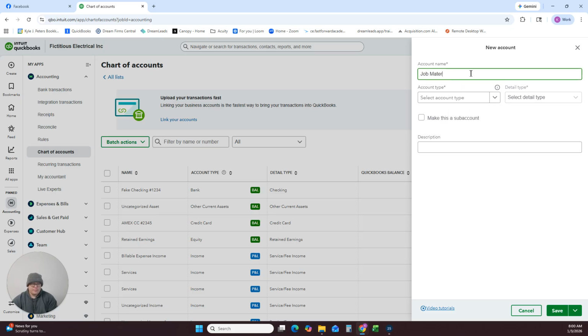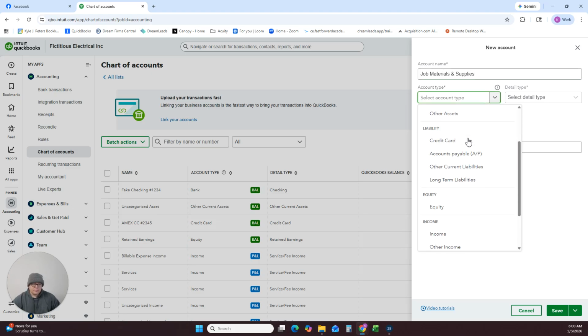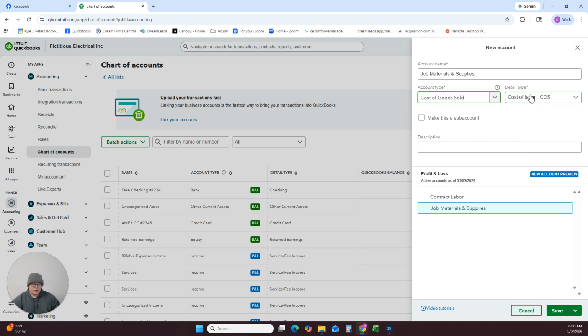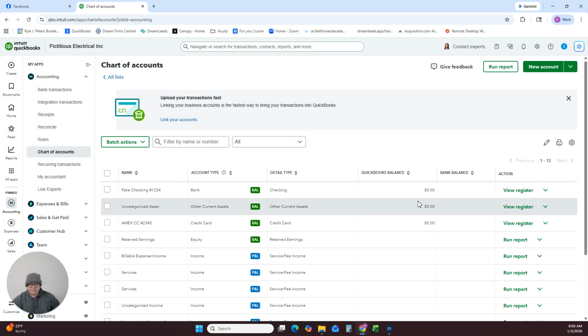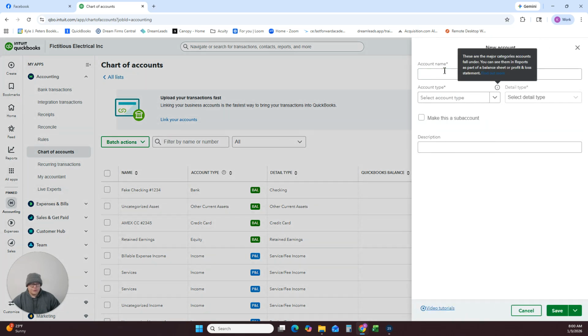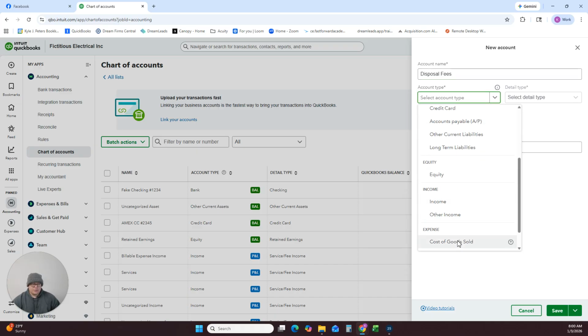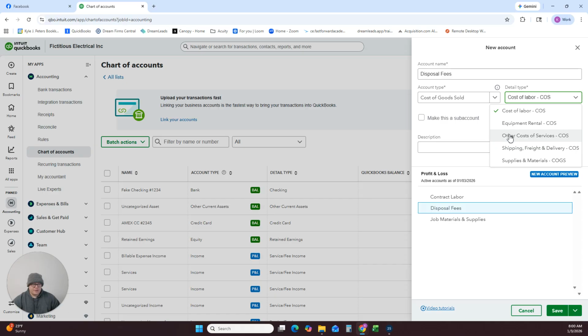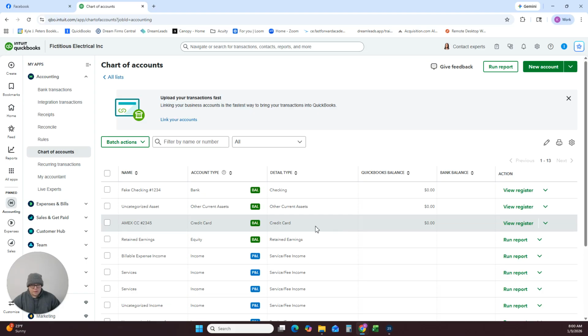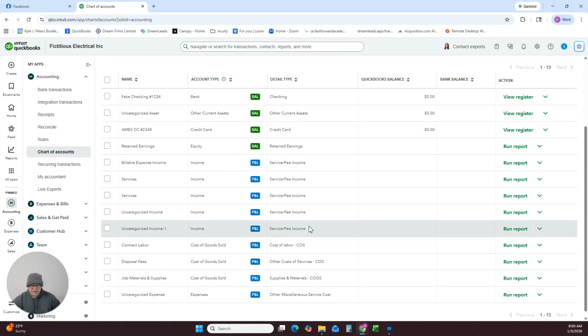That's fine. So save. We're going to do job materials and supplies, cost of goods sold. This isn't labor. This is going to be supplies and materials. Save. We'll do disposal fees, cost of goods sold, and this will just be other cost of services. And those are the big three.